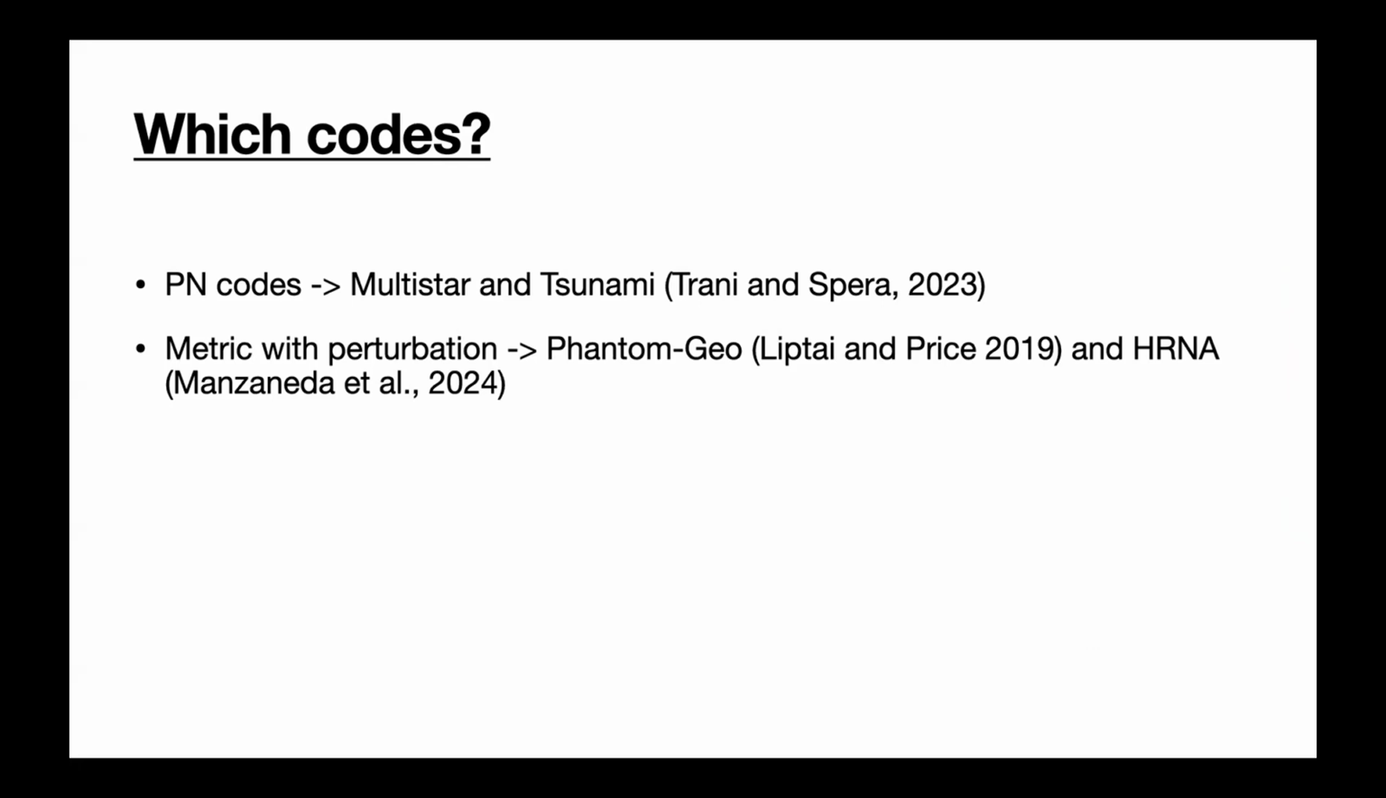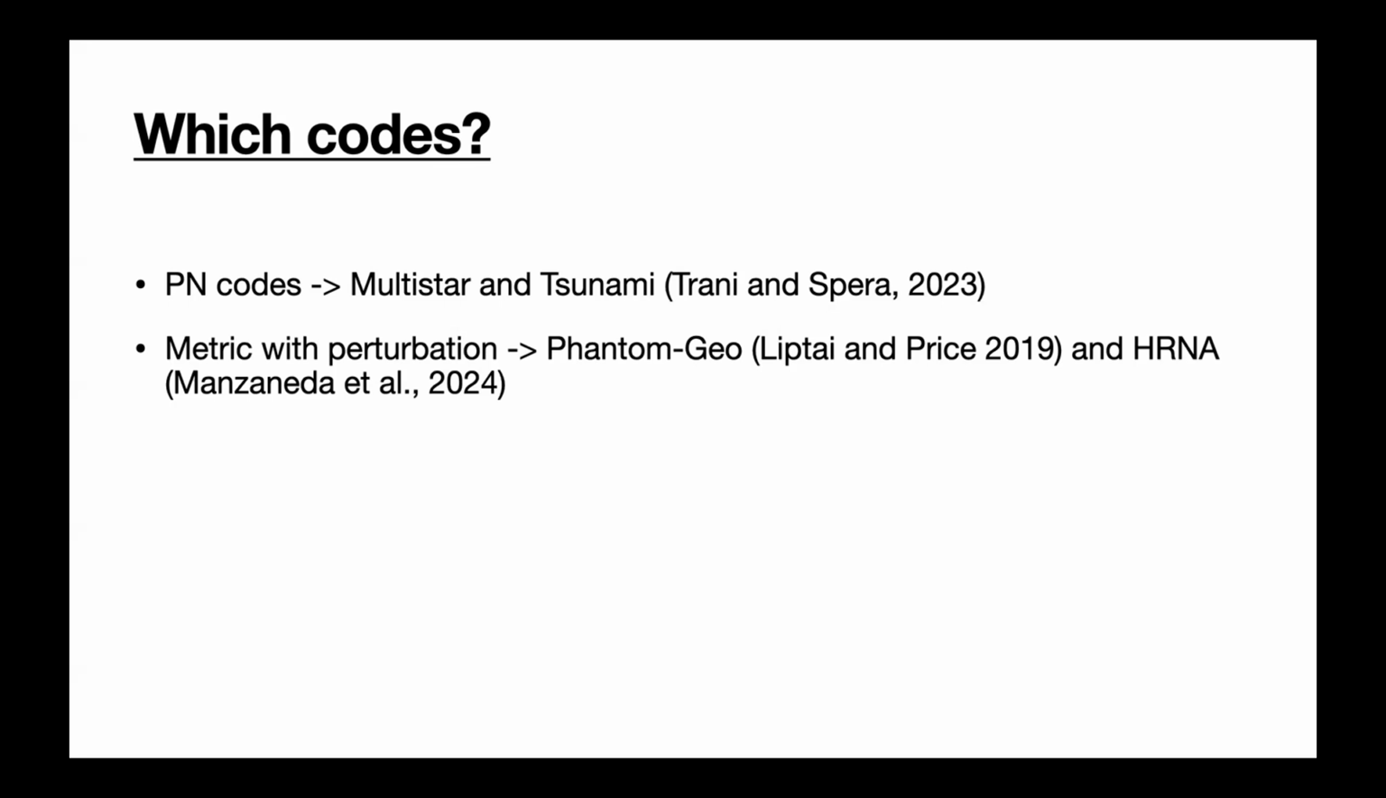One is using post-Newtonian correction terms, which is also being done in the code known as Tsunami. And we are using a different code called Multistar, which has been written by my supervisor, Alexander Higa. The other way to solve this problem is to use a Newtonian perturbation to the metric, and we use two different codes for that as well.